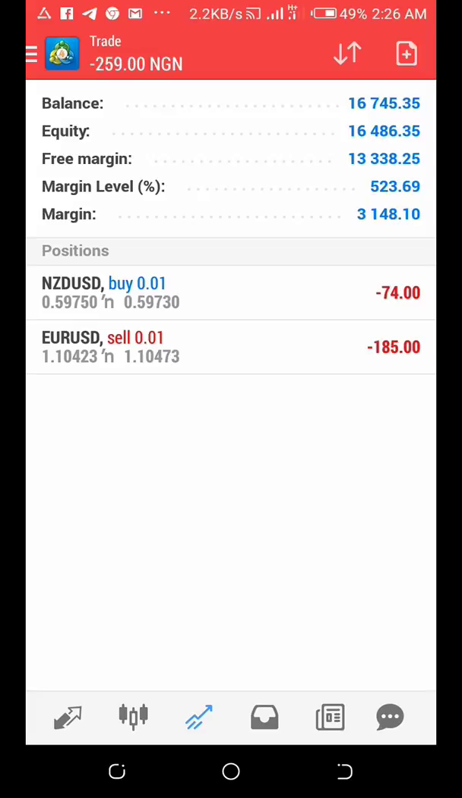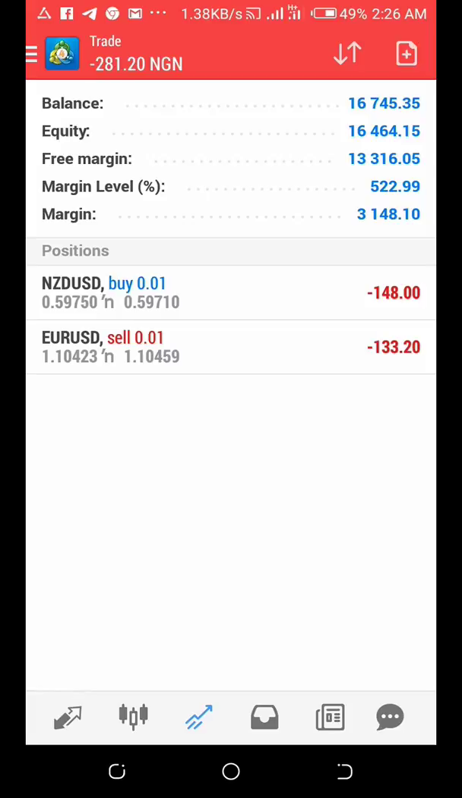Your equity. All these definitions I've already given you inside your note, and then your free margin too. How to get your free margin? Your free margin is your equity minus margin. That's your free margin, equity minus margin. I gave you the formula for calculating your margin level, but your margin level will calculate itself automatically.